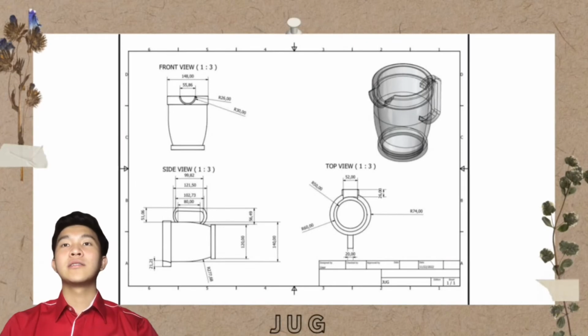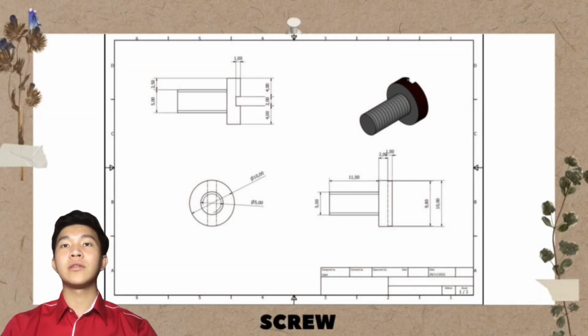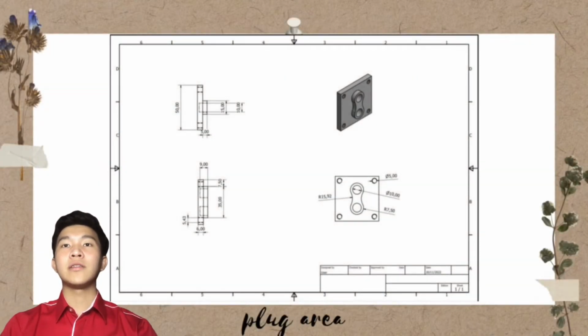Jug. This jug is the place where all food or substance is mixed. Additionally, screw. This screw is to bolt one part to another part so that it's safe. After that is the plug area. This plug area is to connect the output cable to the input cable.